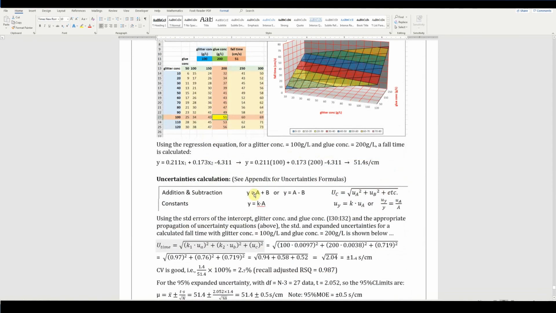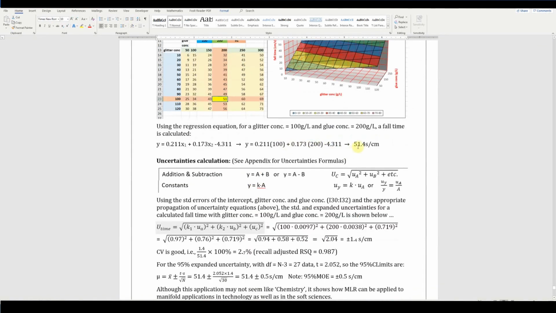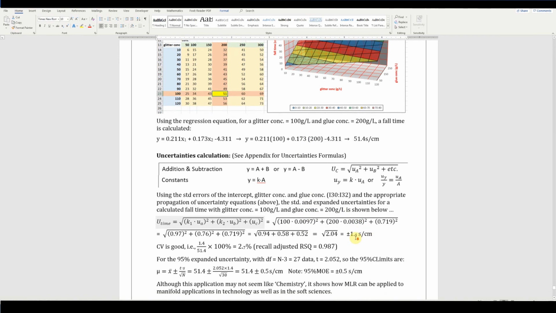So just so it's clear, when you want to calculate fall time, when you want to calculate y, you multiply the glitter concentration and the glue concentration, these constants, times the coefficients. But when you want to calculate the uncertainty associated with it, you multiply, again, the constant, but this time by the uncertainty of the glitter concentration coefficient and the uncertainty of the glue concentration coefficient. These are the uncertainties of glitter and glue. And when you do that, 1.4 seconds per centimeter is the fall time.